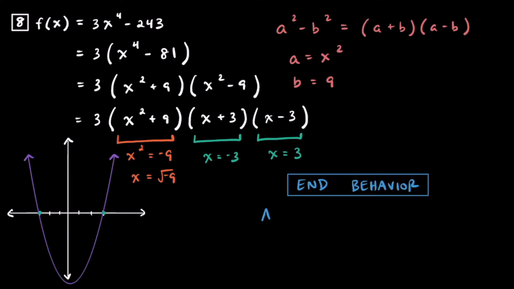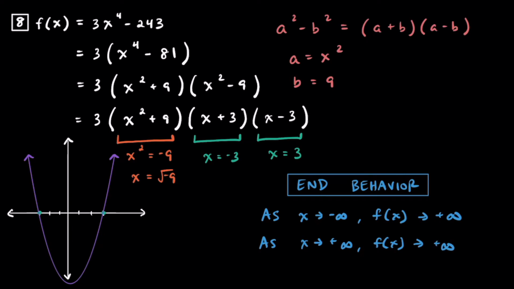For our end behavior, we can say that as x approaches negative infinity, or as we go to the left, f of x is going to be approaching positive infinity. It's going up. And as x is going towards positive infinity, or as we're going to the right, f of x, or the y values, are also going towards positive infinity.